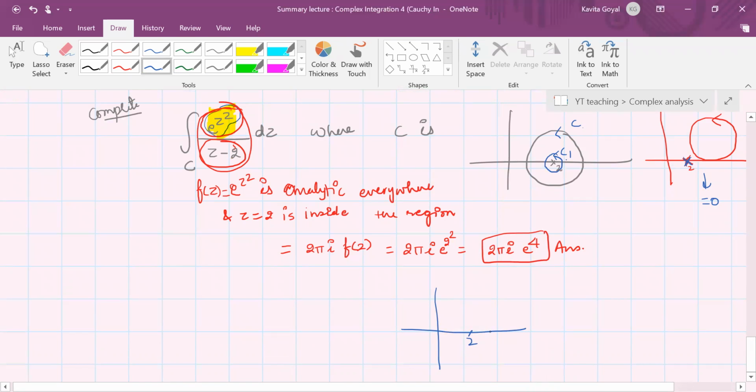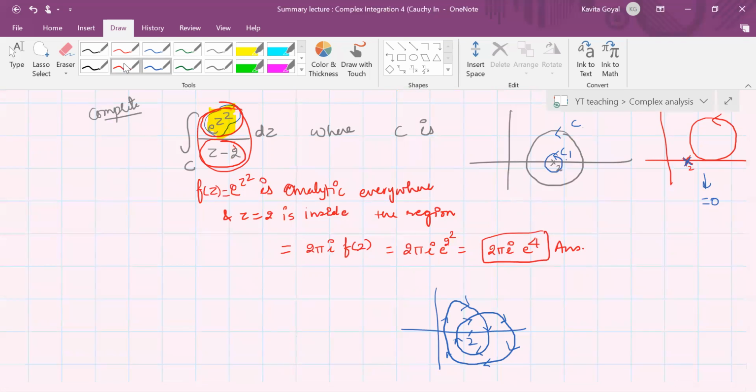And suppose you have a curve like this. 2 is here, and this is your curve. You're starting from here and going around like this, so your curve is making 2 rounds around 2. In this case, what will be the answer?